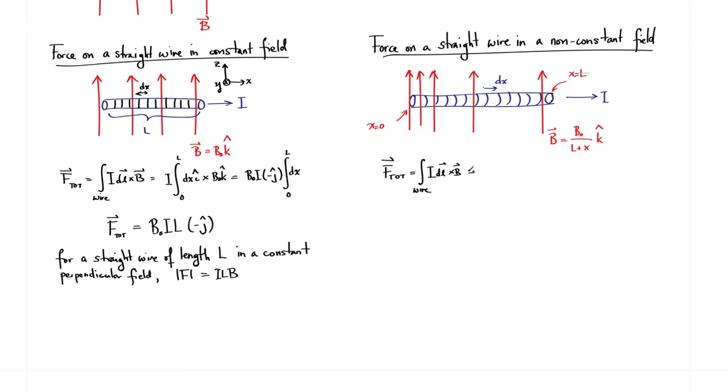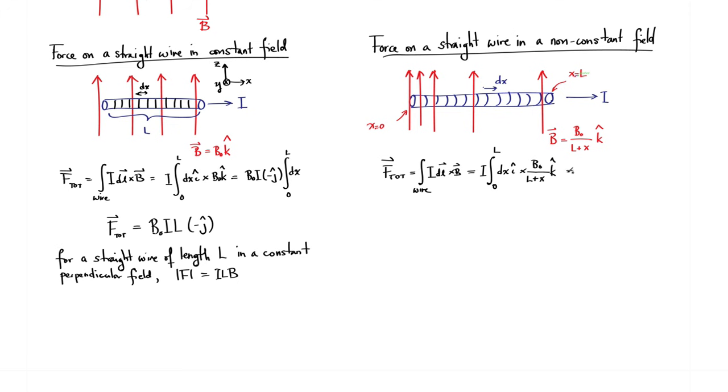So what I'm going to do now is pull I out of the integral, and I'm still going to integrate from 0 to L, because that's still the whole length of the wire, right? dl is still going to be dx i hat, but now, instead of being a constant B naught, B will change. It'll be B naught over L plus x. This is supposed to be a cross product, k hat.